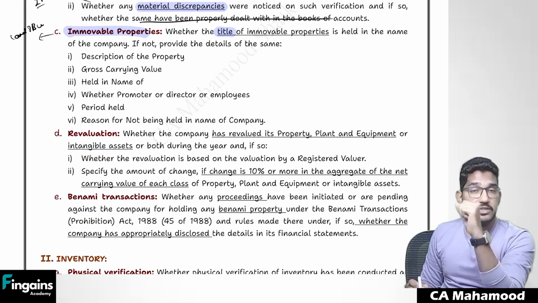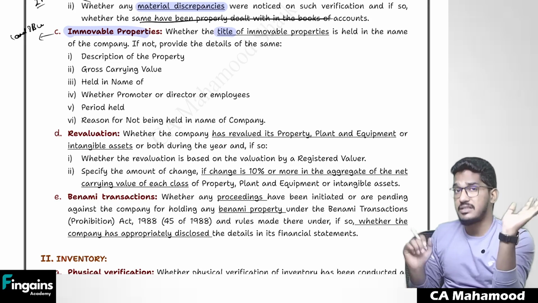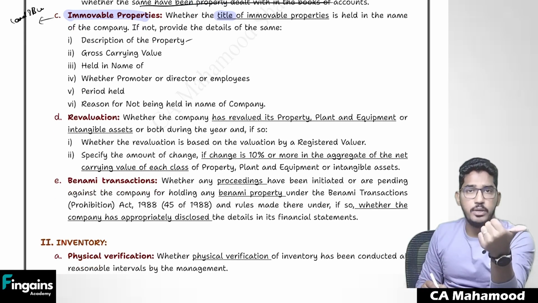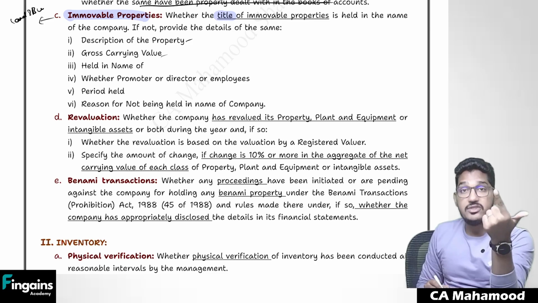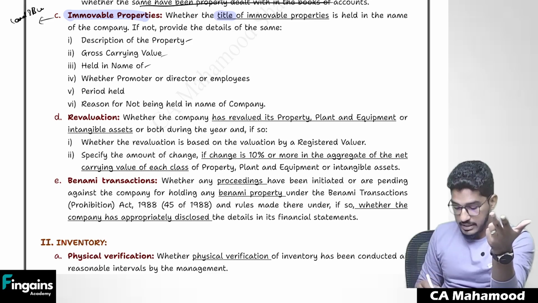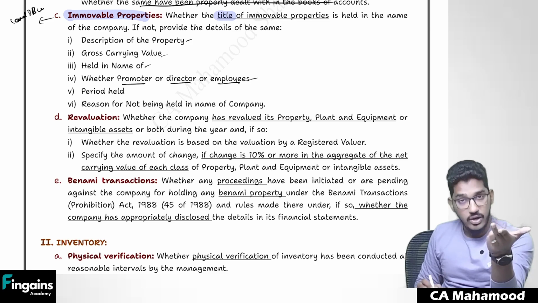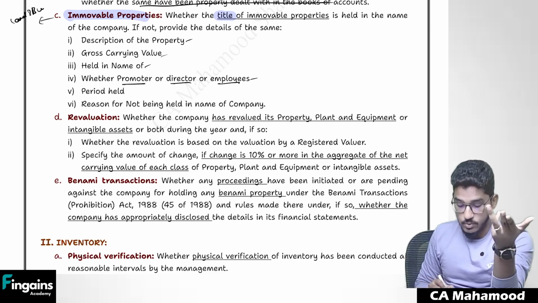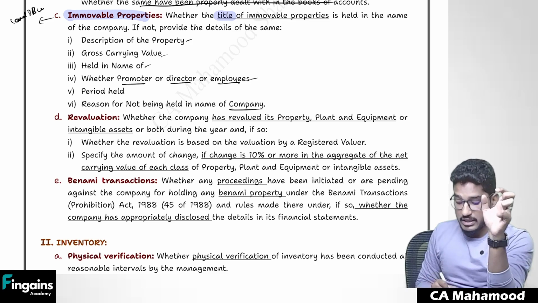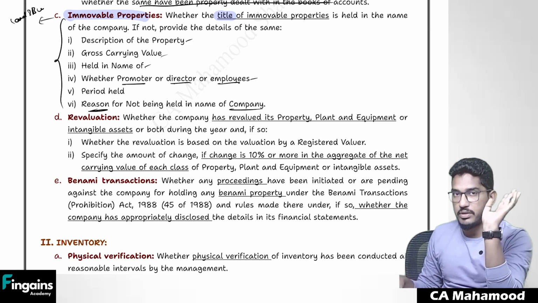The immovable property is not there in the name of the company. In the title deed, I am not able to find the name of the company. Somebody else's name is there. Then I need to report some details. Sir, what do I need to report? Description of the property. Please describe that property. What is its gross carrying value? It is held in whose name? If not in the company's name, then whose name is it in? Whether that person in whose name the property is, is a promoter, director, or employee? Give that relationship with the company also. For what period that asset is being held, and also why it is not in the name of the company, those reasons. These details you are required to report regarding immovable properties.